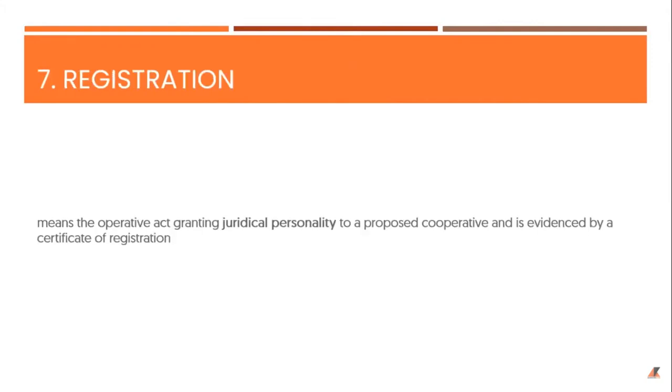Next, number 7, registration. When we say registration, it means the operative act granting the juridical personality to a proposed cooperative and is evidenced by a certificate of registration. So, gaya po ng registration ng isang corporation, okay, nakaka-acquire din ang ating cooperative under the cooperative code ng juridical personality upon successful registration, wherein siya po ay na-issuehan ng tinatawag nating certificate of registration.